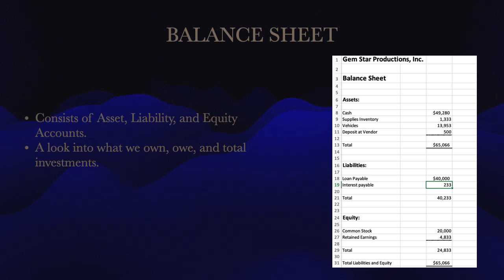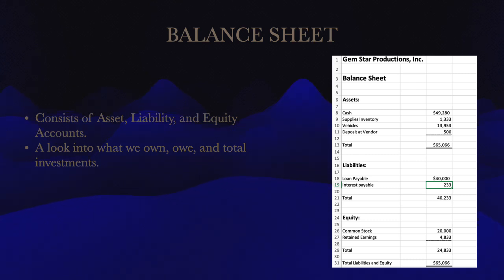The first account is assets. The first number in our assets account is cash, which sits at $49,280. This number reflects the monetary amount that Gemstar has after we took out our bank loan, received our profits, paid our expenses, and so forth. The next item is our supplies inventory. This represents our current stock of supplies, such as our office supplies that are being used to help make a profit for the company, which makes it an asset.